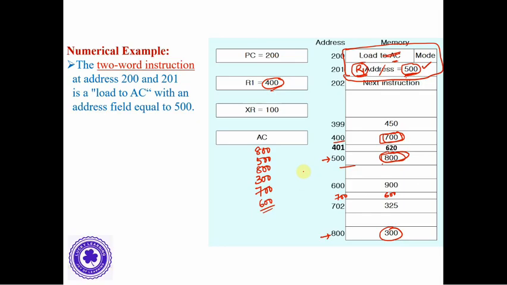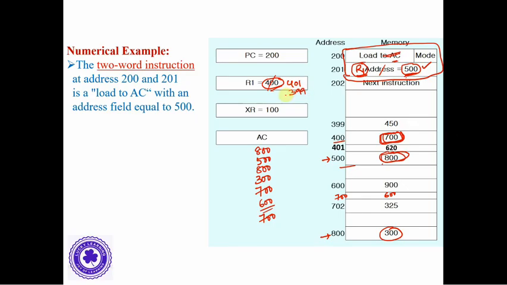Suppose I'm talking about auto increment or auto decrement. After loading this register value, we go to the 400th location. In the 400th location, we have 700, and it stores the 700 into the accumulator. After storing 700 into the accumulator, the register value can be incremented by 1 in the case of auto increment, and it is decremented by 1 in the case of auto decrement.